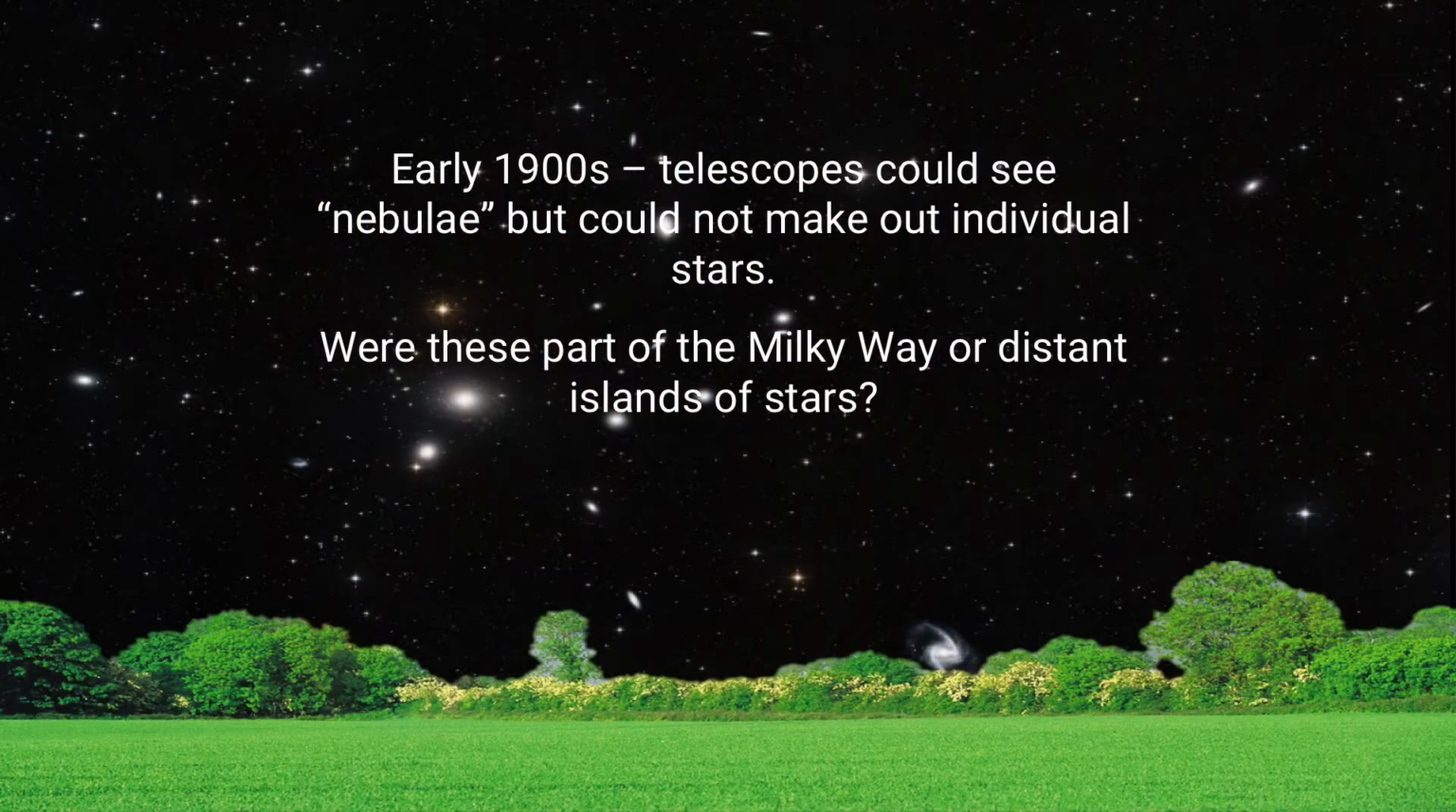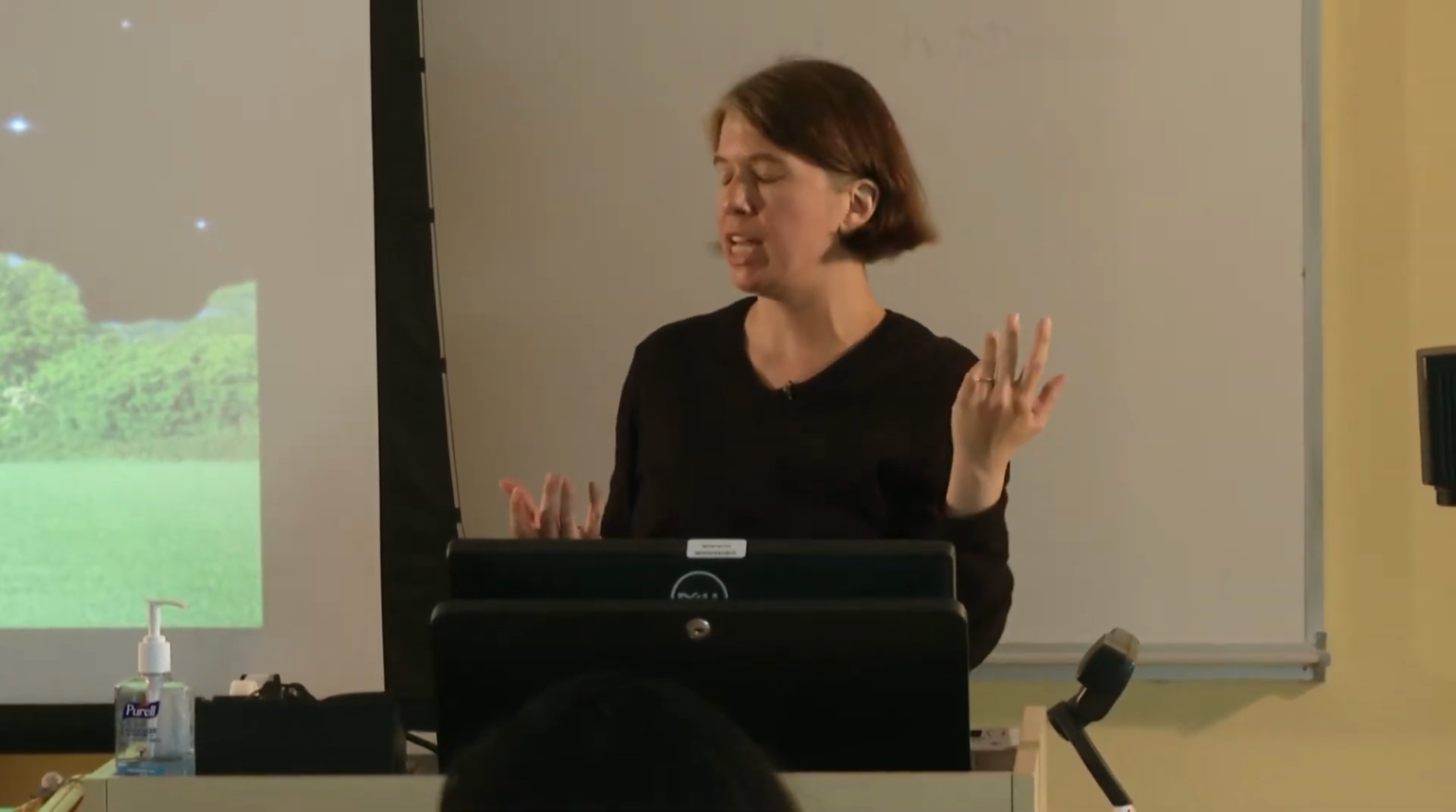But before we go there, we're going to go back in time a little bit, early 1900s, and the state of astronomy in the early 1900s. We had some big telescopes, but at this point in time, we couldn't really see individual stars in distant galaxies. So you could see fuzzies through the telescope, but it wasn't clear if these fuzzies were nebulae in our own Milky Way or if they were something else.